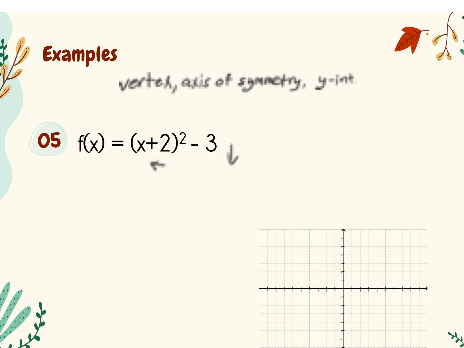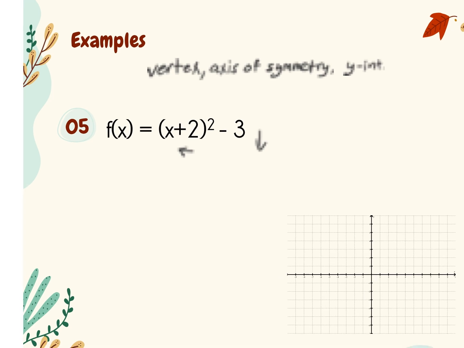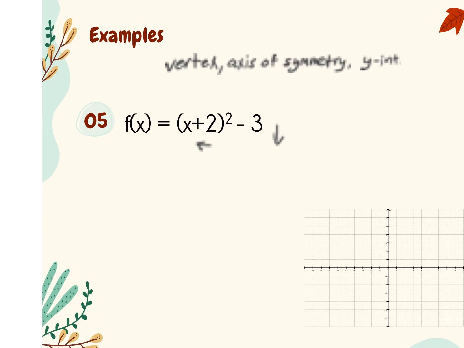So in the same video, but not for your first example. Let's start by finding the vertex. Now this is in vertex form. If we remember, vertex form is this right here. It's going to be f of x equals a times x minus h squared plus k, right?